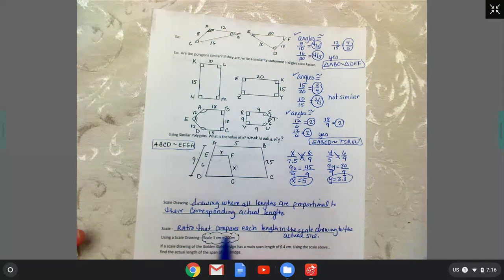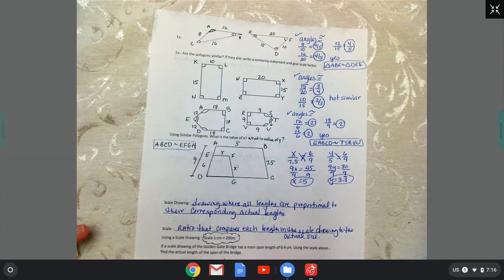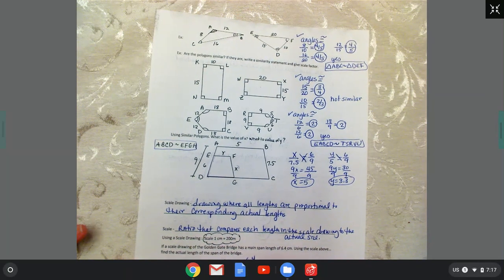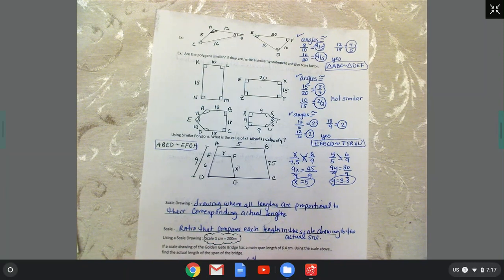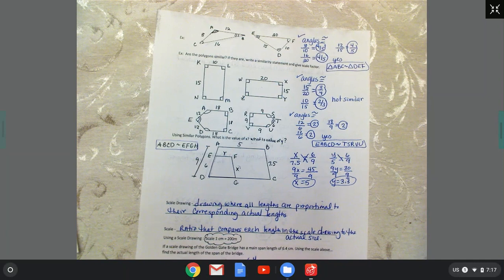Okay, so the way I always do it is I take the scale and I put it as a fraction. And look, I have centimeters and meters. So whatever I'm given, I want to place it in the right spot. So centimeters are on top, so I'm going to put 6.4 on top. That way when I cross multiply it, the actual length that I find is going to be in meters. So 1 times x is x. 200 times 6.4 is 1,280 meters.